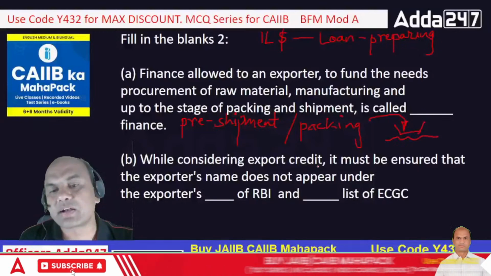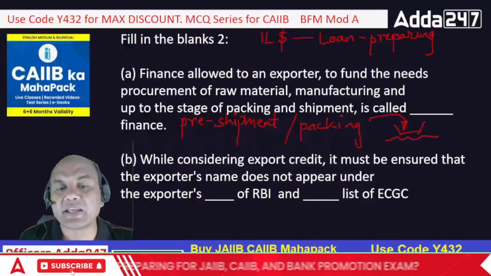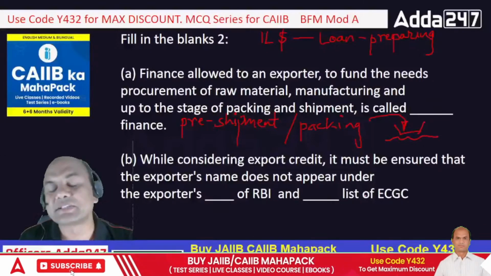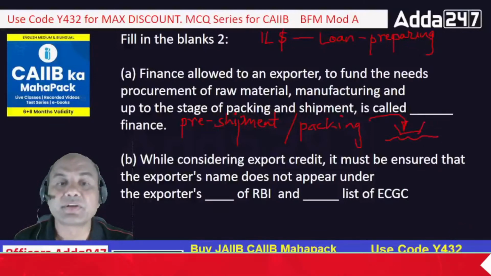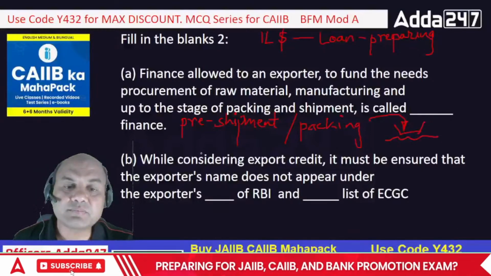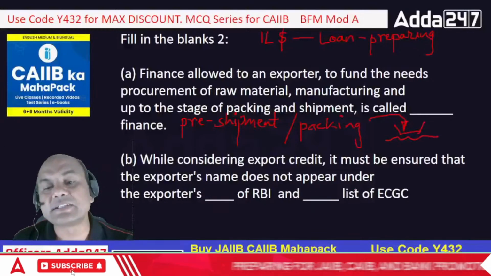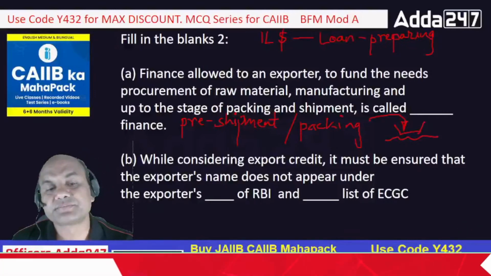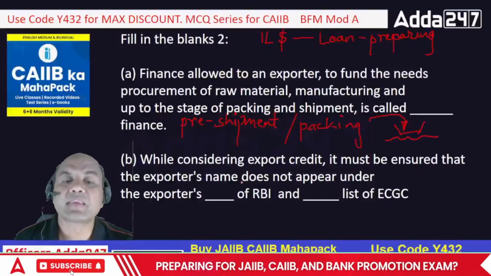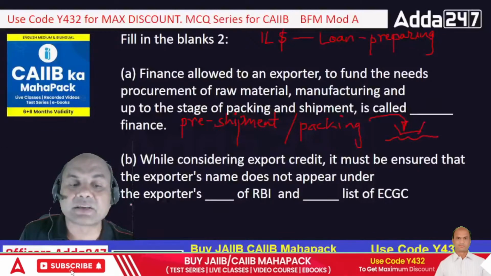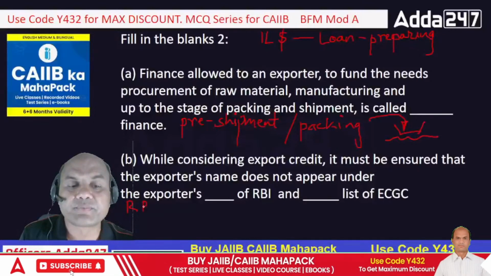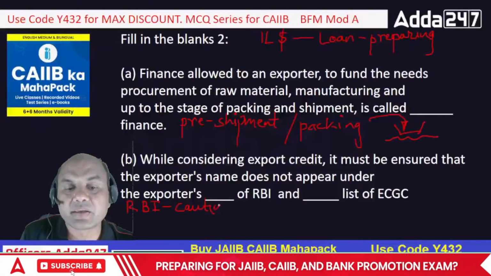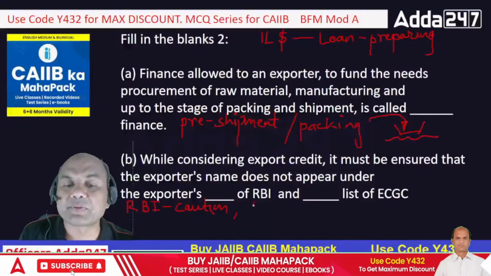While considering export credit, it must be ensured that the exporter's name does not appear under the exporter's caution list of RBI and the list of ECGC. Very important. So what is that? RBI issues which type of list and ECGC issues which type of list? Who can give me the answer? RBI issues the caution list. Always remember, RBI issues the caution list.